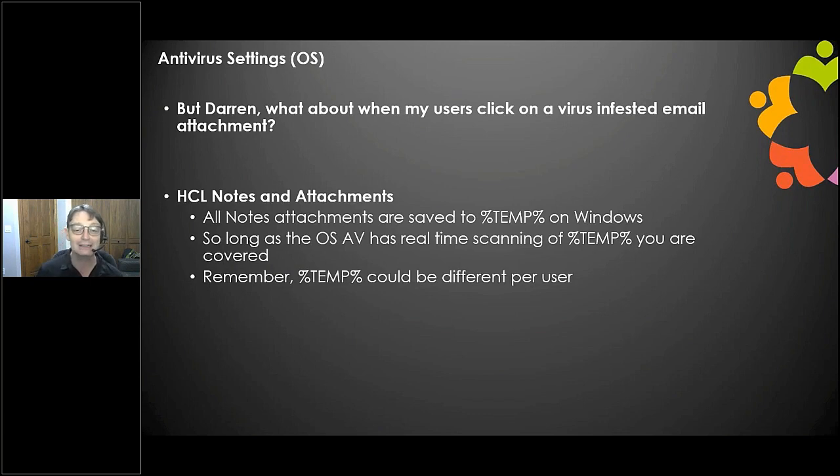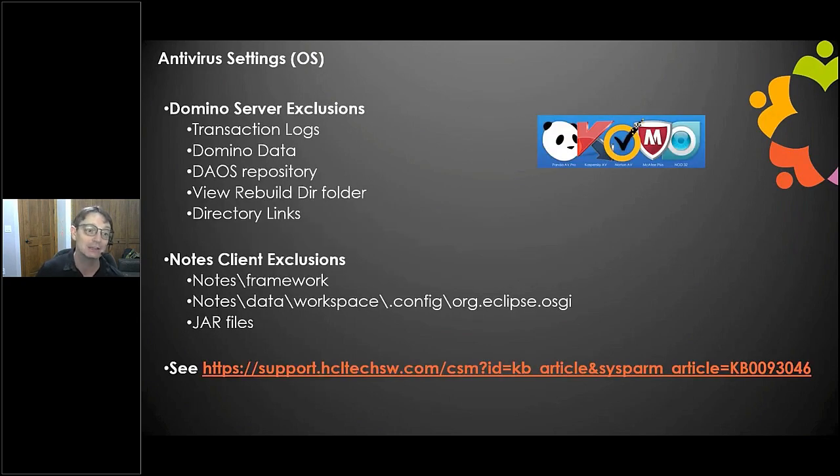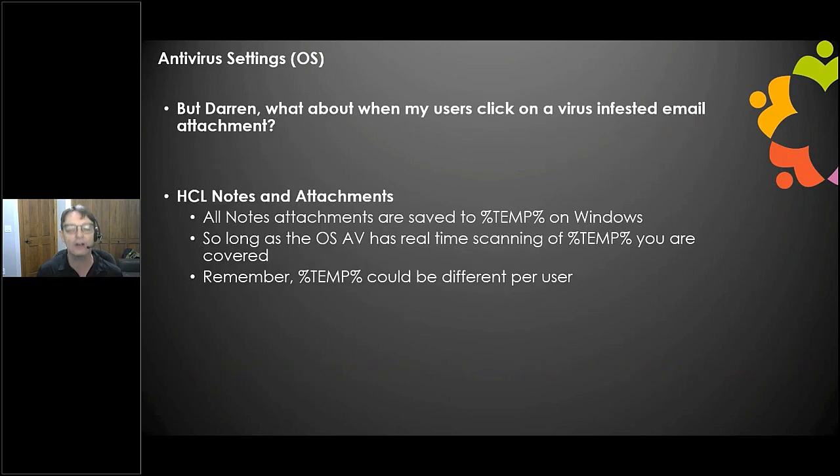As long as you're not excluding that, the attachments that you open are still getting scanned by the OS level endpoint protection antivirus system. So you're still covered, even if you do tweak them down per HCL's recommendation, you're still not going to get a virus from an attachment, provided your endpoint solution catches it. Not all are equal, kids. Remember that.